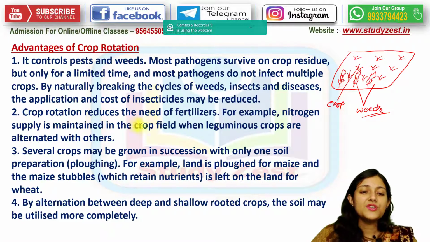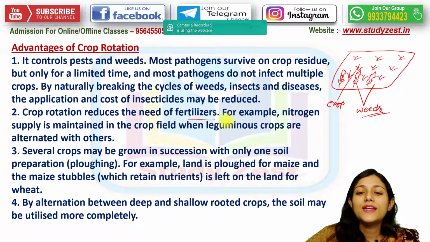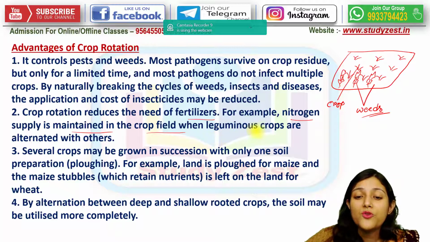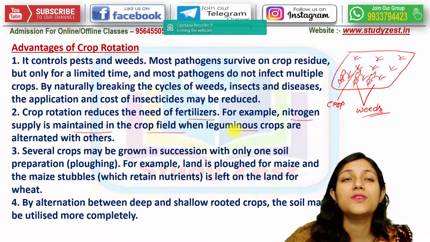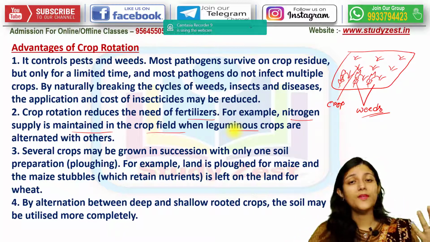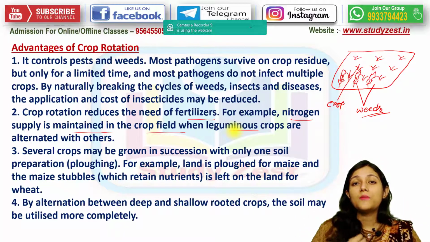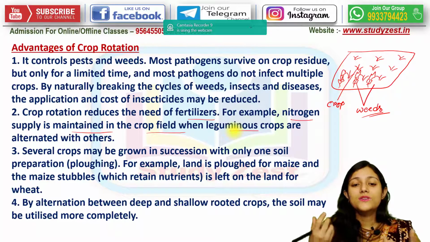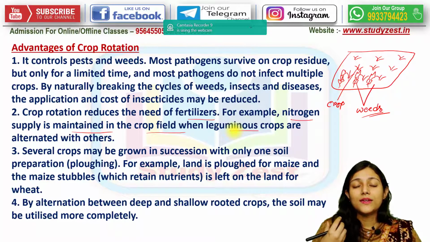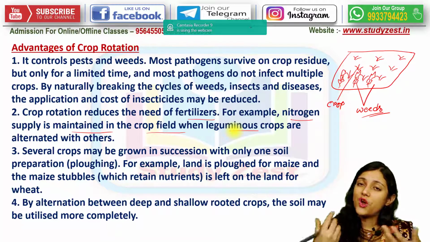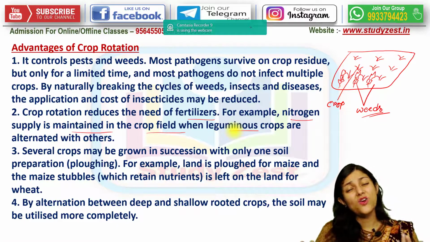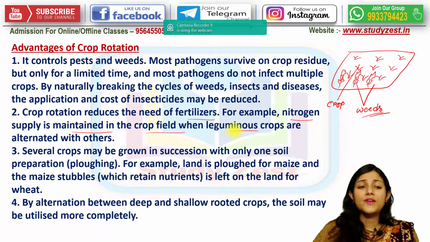Next, crop rotation reduces the need for fertilizers. For example, suppose nitrogen supply is maintained in the crop field when we cultivate leguminous crops in the field in an alternating manner. So naturally, from the leguminous plant, a source of nitrogen can be added to the soil. So in that way, chemical fertilizers are not required to be used in the field.